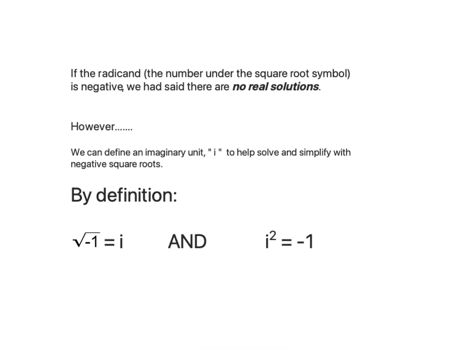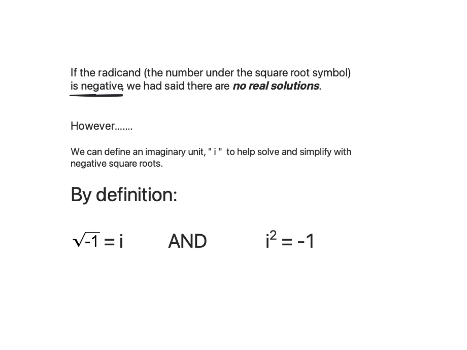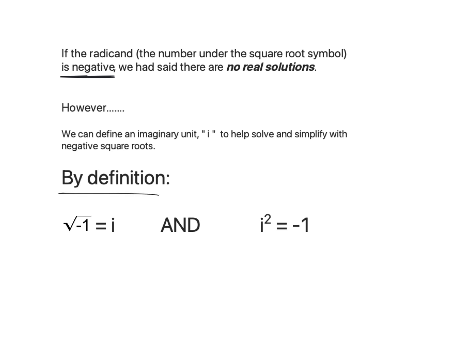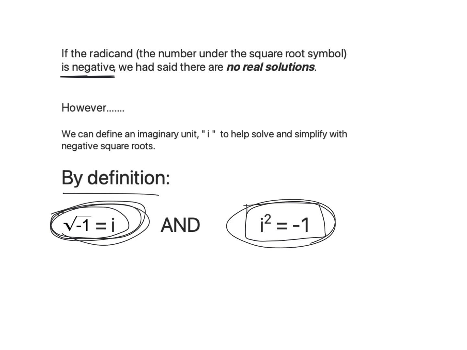Okay, so if the number under the square root is negative, then we said, again, there are no real solutions. However, we can define an imaginary unit, which we call i. That way we can actually deal with these negatives, okay? So what we need to know is, what does the i actually mean? And what is its definition? So by definition, the square root of negative 1 equals i. And then the other way, if you squared it, if you did i squared, you would have negative 1. So those are the two things that we need to remember and keep in mind as we move forward with the rest of this unit.